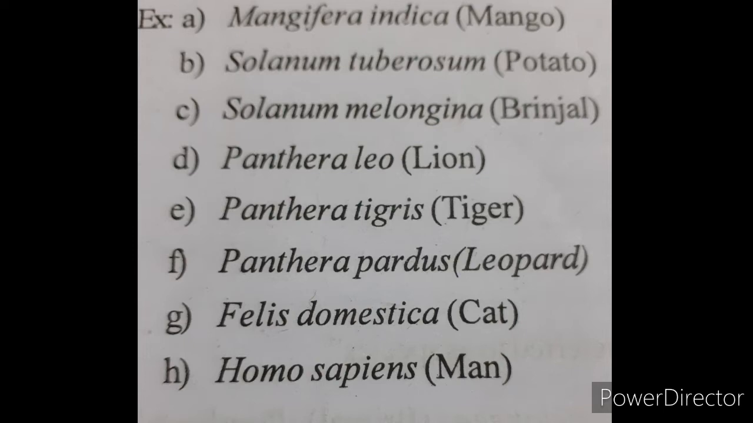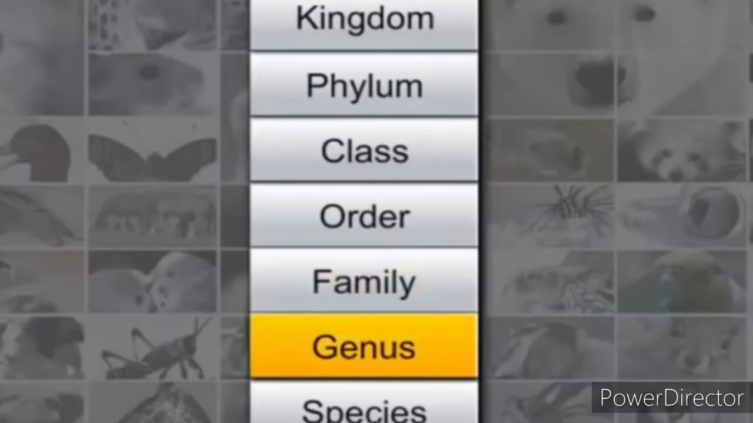Human beings belong to the species sapiens, which is grouped in the genus Homo. The scientific name for human beings is thus written as Homo sapiens. Species is the basic unit of classification. Now, the second point is the genus. A genus comprises a group of related species.